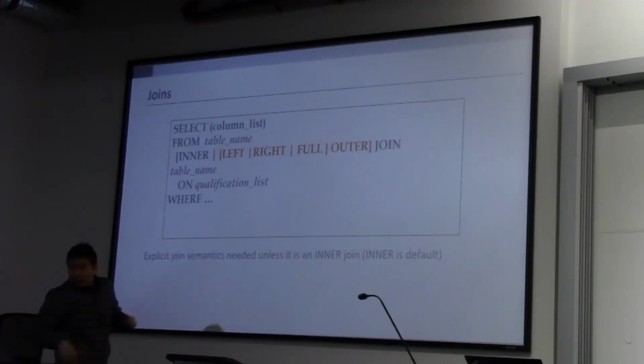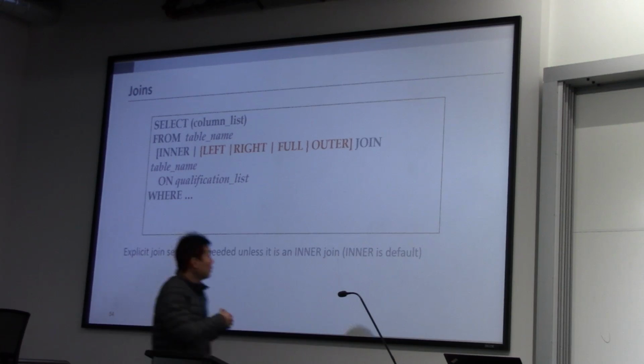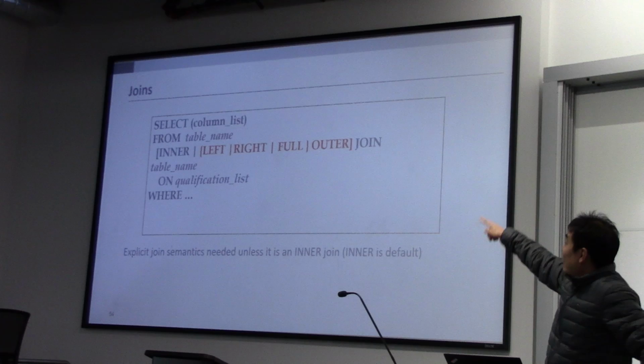This is to be read as a regular expression formula. As I said before, square brackets in a regular expression mean optional. A vertical bar means alternative choice: select one of the following. So with this, you can do an inner join, or a left, right, or full outer join. So this gives you four different choices: an inner join, a left or right or full outer join. Let's start with inner join first.